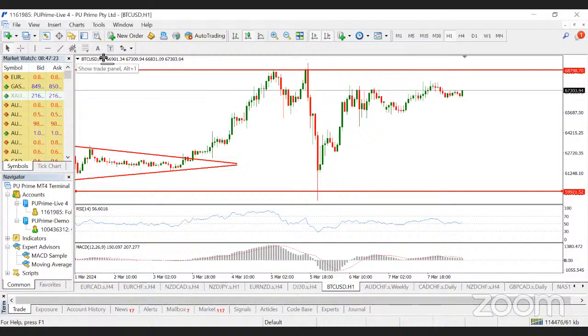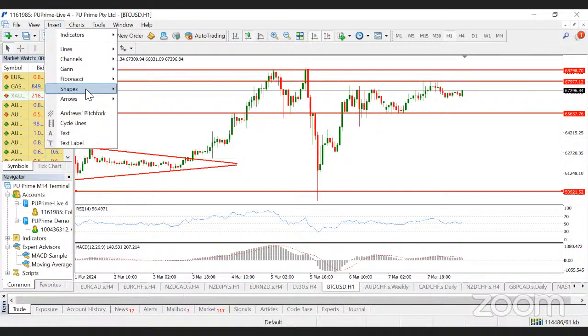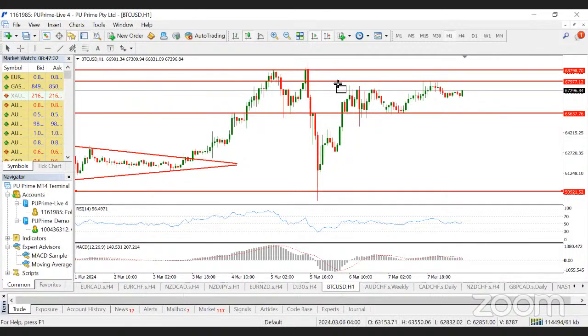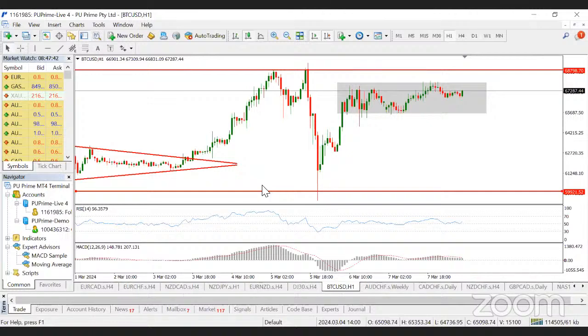Currently, price is in a range. Or better still, let me represent it with the rectangle shape so that we can see it clearer. All right, so this is it. BTC USD is trading currently in a range. So if it breaks out upwards, if we have a bullish breakout, then price will break out of this range to hit that monthly resistance.